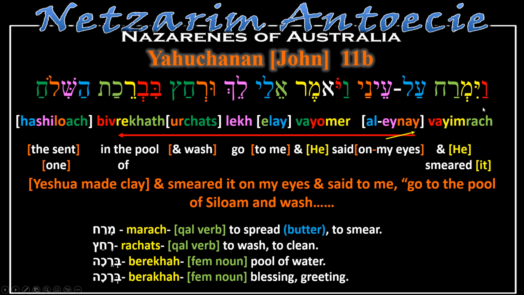And we read it. Vayimrach, which means, and he smeared, and I've added it. If we look down here, it comes from marach, which is a qal verb to spread, like we spread butter, or to smear. Al meaning on or upon, einai, my eyes.